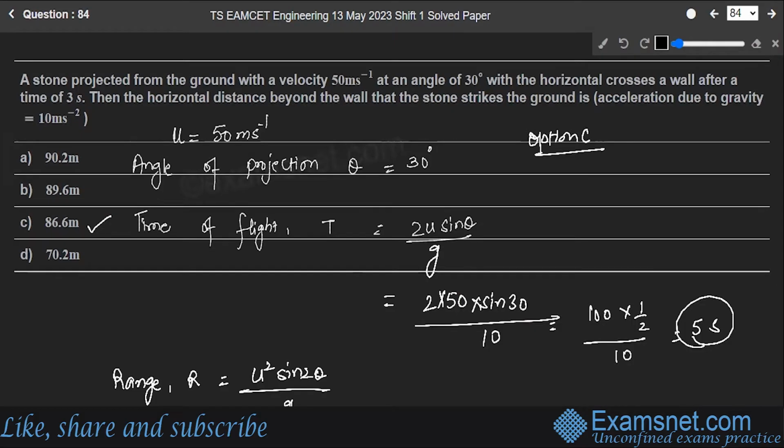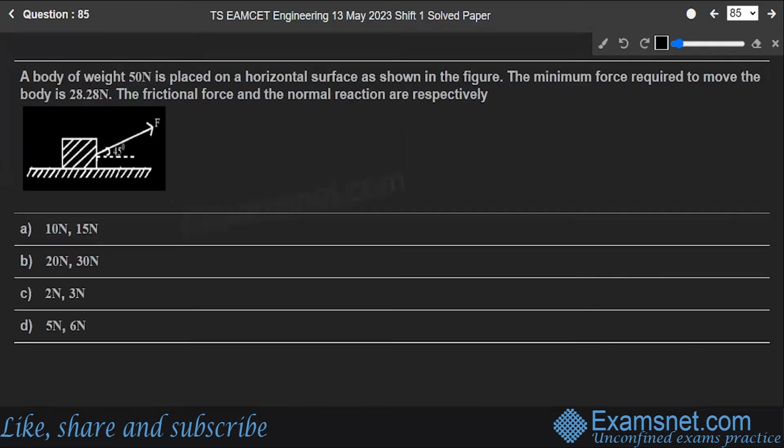Hope you understood that. Let's move to the next question then. Question number 85, a body of weight 50 newtons is placed on a horizontal surface as shown in the figure, like this. The minimum force required to move the body is this much newtons. Frictional force, normal reaction, respectively, are. So you are having weight of the body 50 newtons and a force of 28.28 newtons is required to move it.